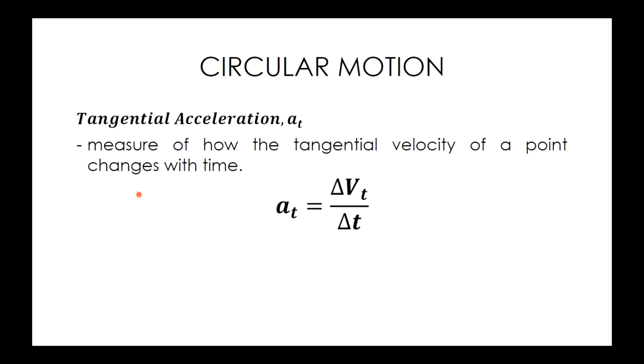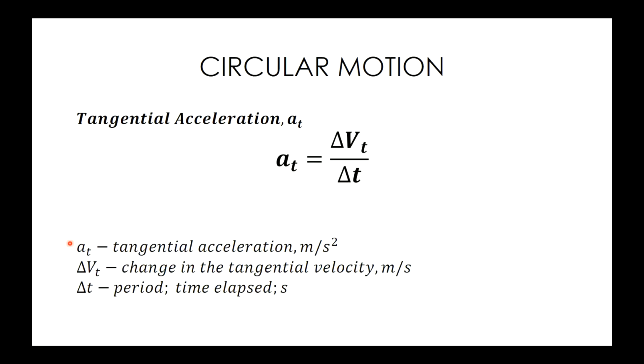Next is the tangential acceleration. Tangential acceleration is the measure of how the tangential velocity of a point changes with time. So this is only, just like the general definition of acceleration, the rate of change of the velocity. So our general formula will be final velocity minus initial velocity over time elapsed. So just like this, difference in the tangential velocity over time.